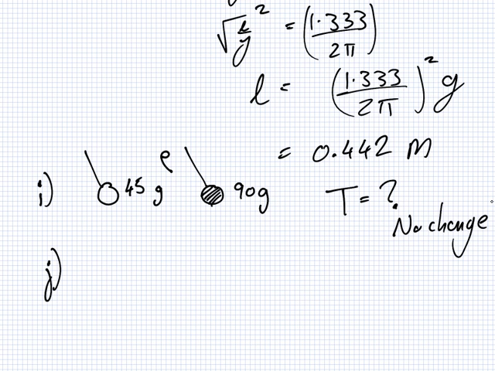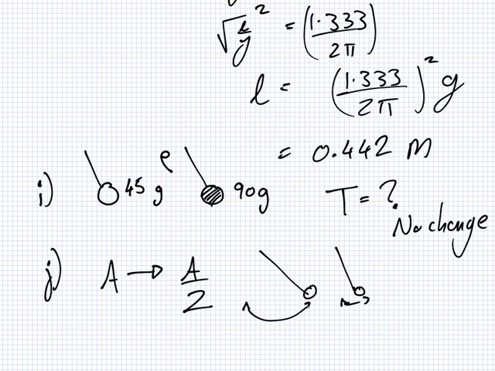What would happen to the time if the amplitude was halved? So if the amplitude was divided by 2, instead of starting here, it starts at a smaller angle. What would happen to the time? Same. Nothing.